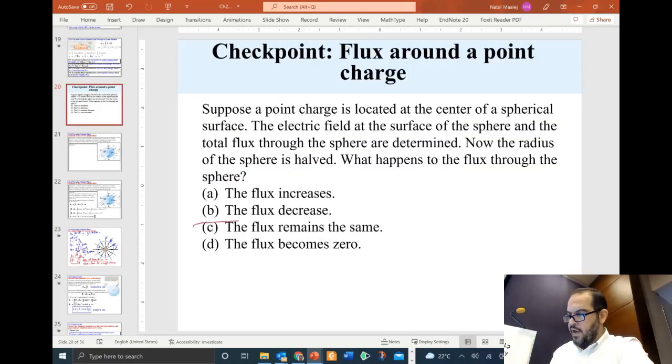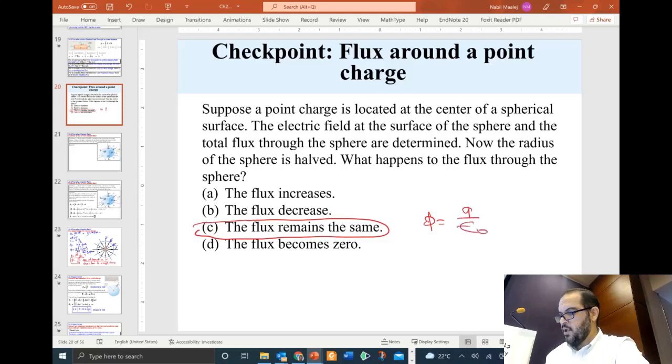Okay, so this answers this question. Here the flux remains the same, because we determined that the flux from a charge is just equal to q divided by epsilon 0. You halve or you double the radius, the flux will still be the same.